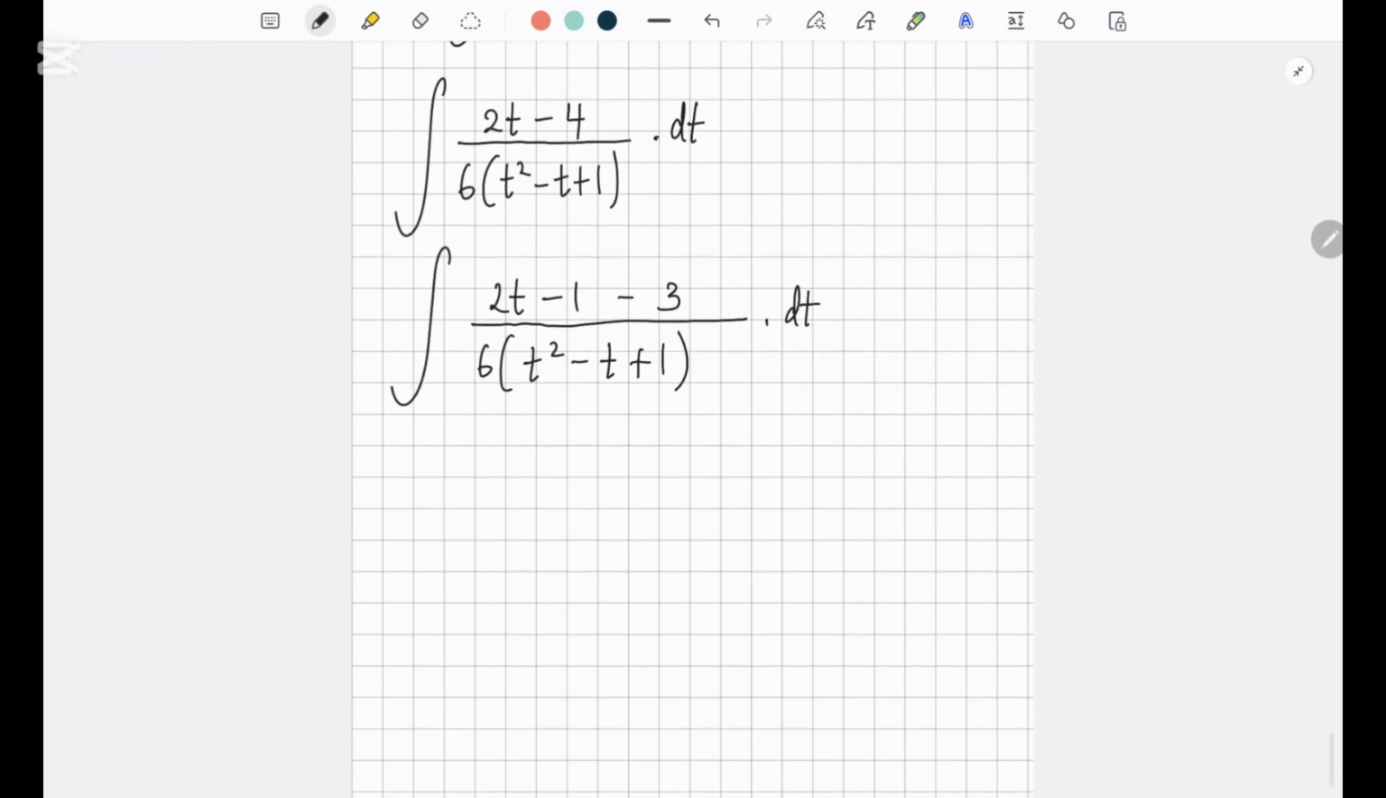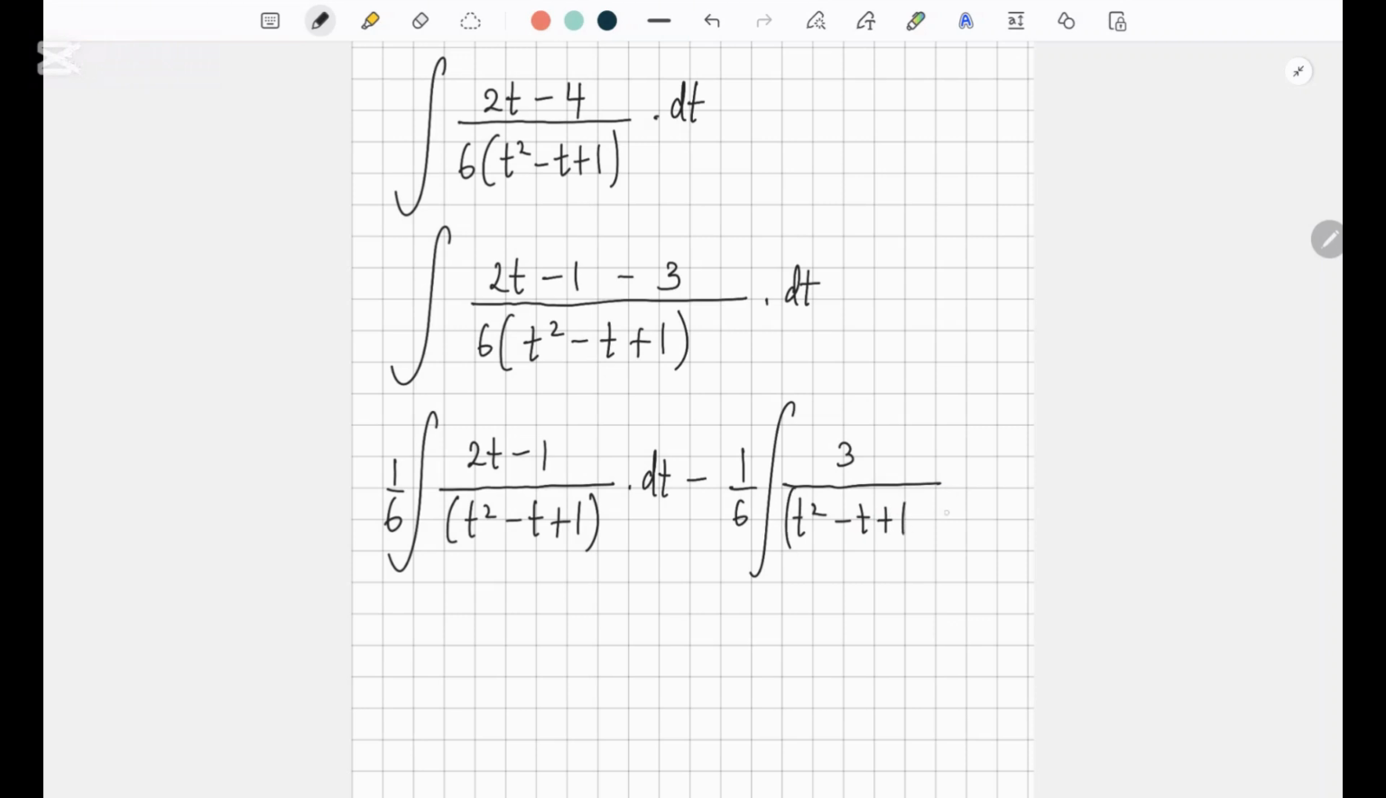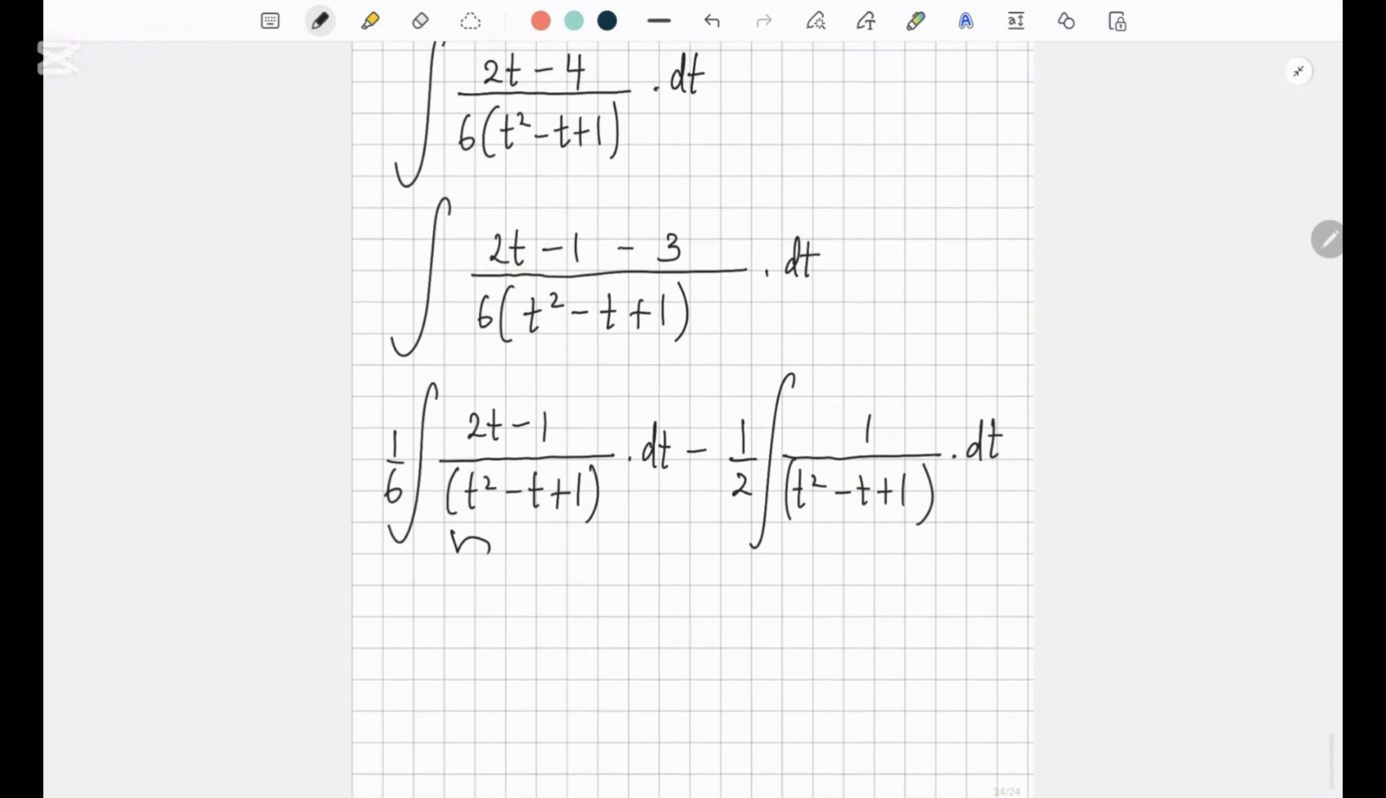Now I could break this down to 2t minus 1 over, I could take the 6 out, t squared minus t plus 1 dt plus 1 over 6 into, oh, it's not plus, it's minus because there's a minus, minus 3 over t squared minus t plus 1 dt. And the 3's will cancel off, so it's just going to be 2. This would be 1. Now if you look at the fraction you have on the left side, what would that be?